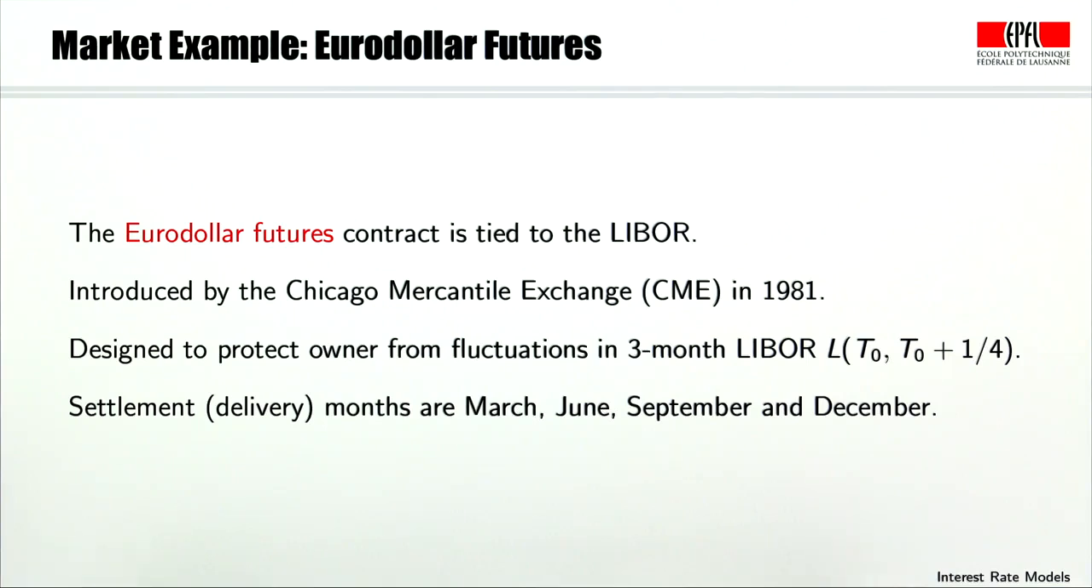As a market example, I mention here the Eurodollar futures contract, which is tied to the LIBOR. It was introduced by the Chicago Mercantile Exchange in 1981 and has been traded since then on that exchange. It is designed to protect the owner from fluctuations in future 3-month LIBOR rates. These futures contracts are highly standardized. Their settlement or delivery months are in March, June, September, and December. This is in contrast to forward rate agreements, which are traded over the counter.